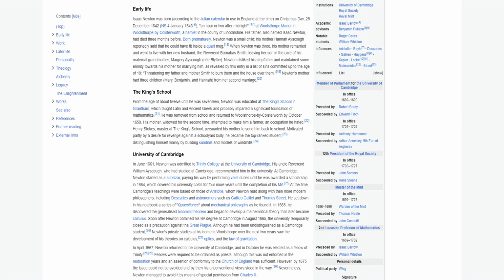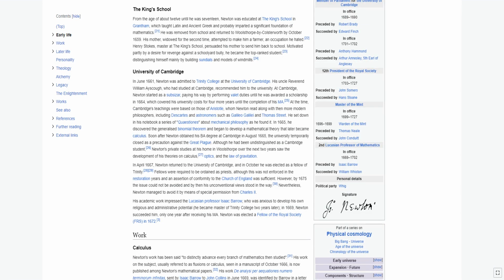When Newton was 3, his mother remarried, and went to live with her new husband, the Reverend Barnabas Smith, leaving her son in the care of his maternal grandmother, Marjorie Askew, née Blythe. Newton disliked his stepfather, and maintained some enmity towards his mother for marrying him, as revealed by this entry in a list of sins committed up to the age of 19: "threatening my father and Mother Smith to burn them, and the house over them." Newton's mother had 3 children, Mary, Benjamin, and Hannah, from her second marriage.